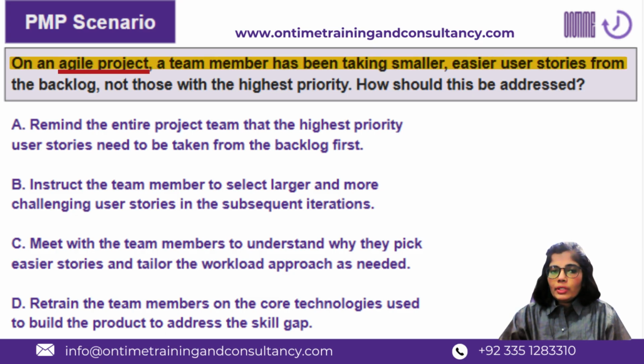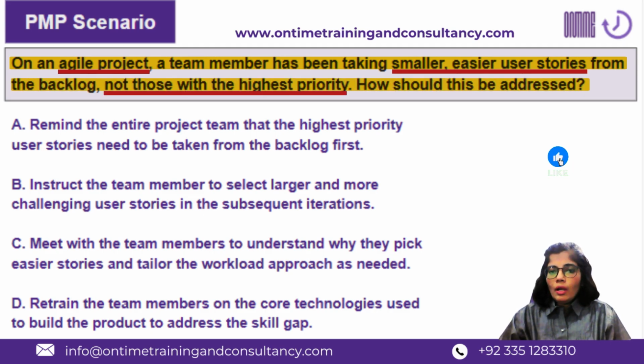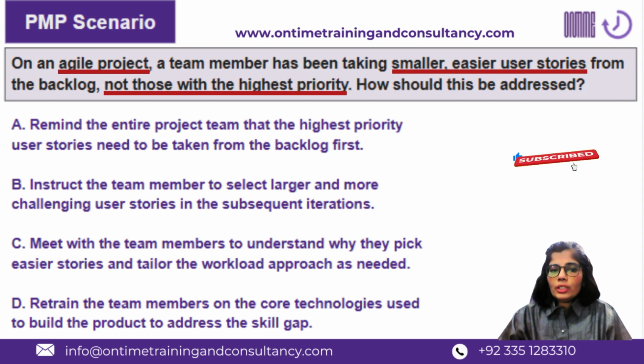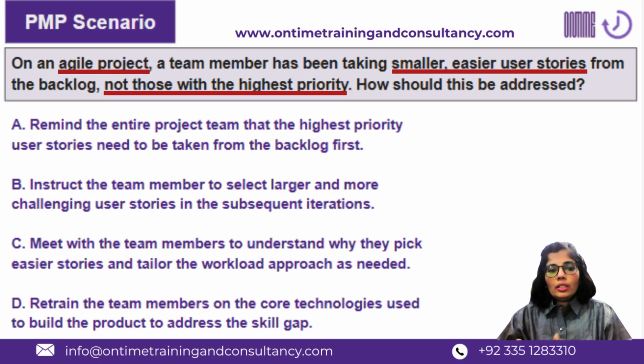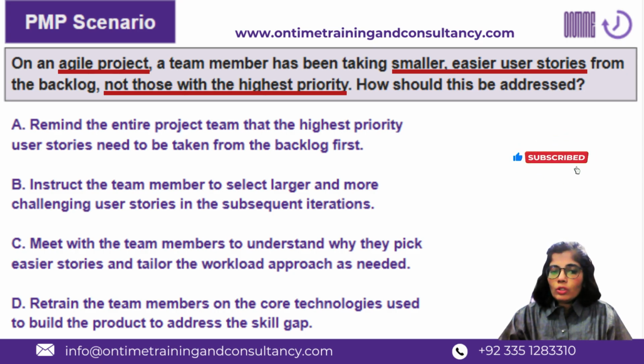On an Agile project, a team member has been taking smaller, easier user stories from the backlog, not those with the highest priority. How should this be addressed? Option A, remind the entire project team that the highest priority user stories need to be taken from the backlog first. Option B, instruct the team member to select larger and more challenging user stories in the subsequent iterations. Option C, meet with the team members to understand why they pick easier stories and tailor the workload approach as needed. And option D, retrain the team members on the core technologies used to build the product to address the skill gap.